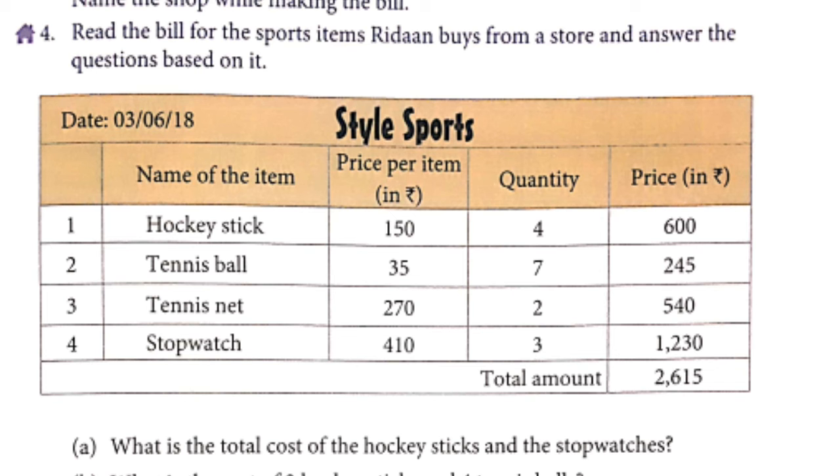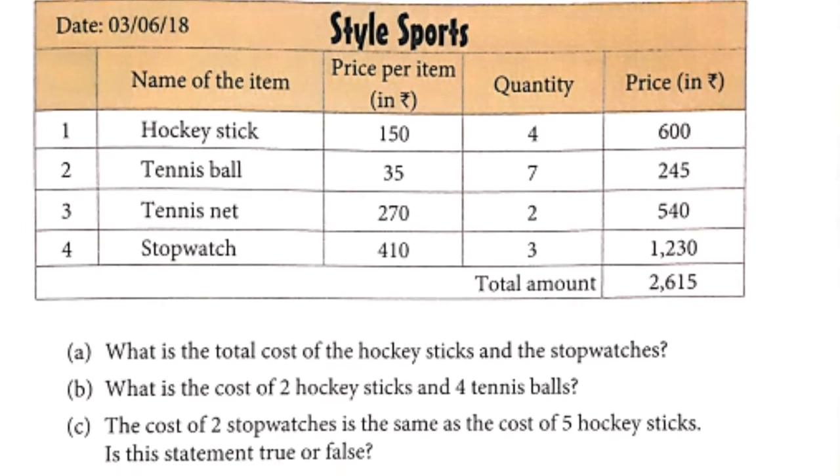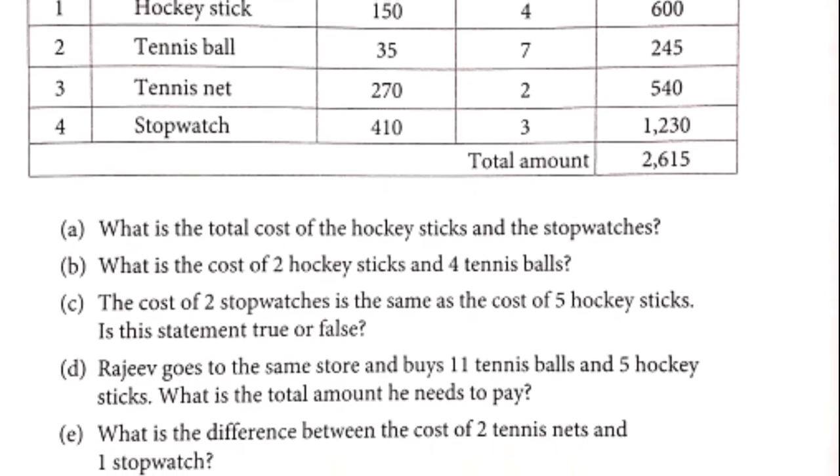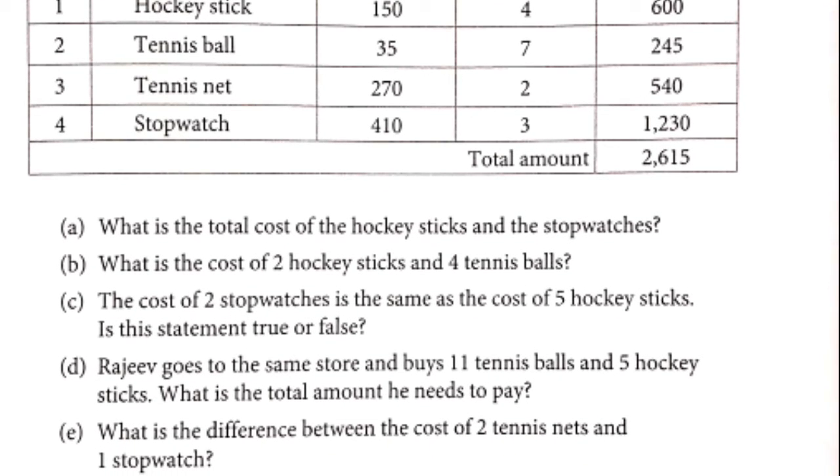And now we are going to do the 4th problem as your homework problem. So what is given there is, read the bill for the sports items bought from a store and answer the questions based on it. So here the shopping bill is given for you, and below that questions are there. So you are going to relate to that shopping bill. You are going to answer the questions given below there.